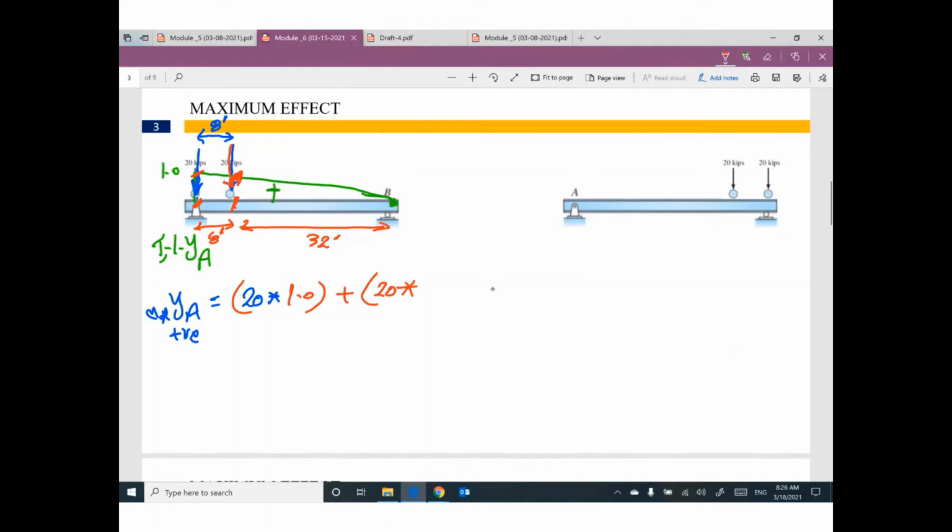Then I can figure out this value. I can do it here. 32 divided by 40. It will be 0.8. So I will multiply 20 by 0.8. Then the final value will be 36 kip.